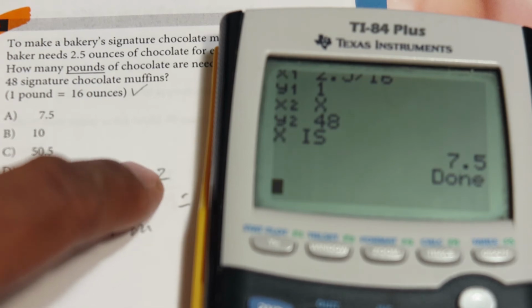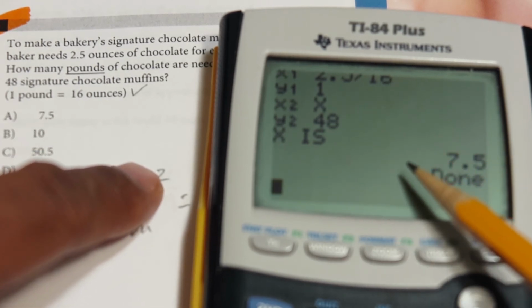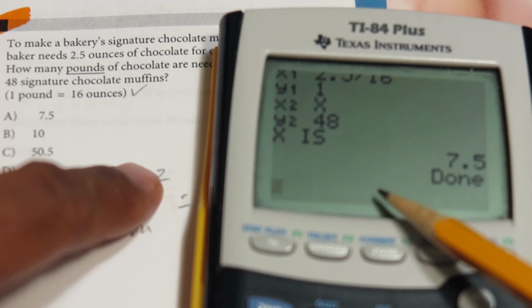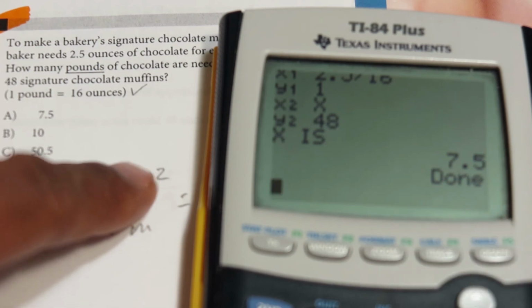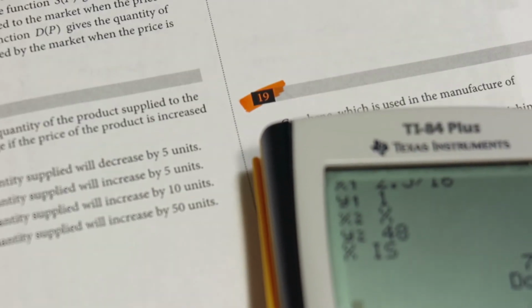Now you didn't have to divide by 16. You could have gotten the result and then taken the result and divided that by 16. But I just included it in here because I think it's quicker. So that's one of the things.